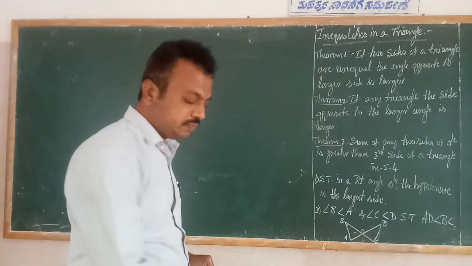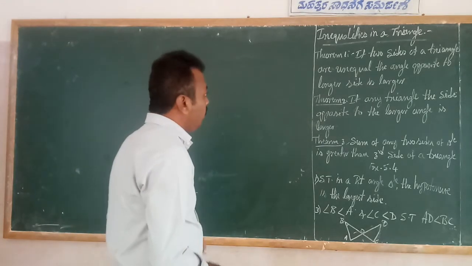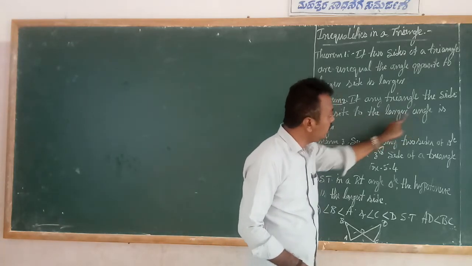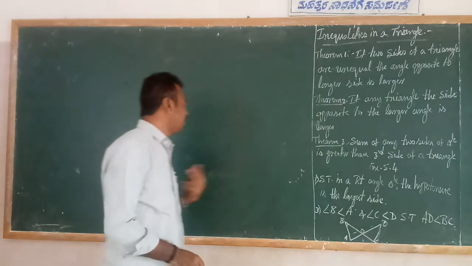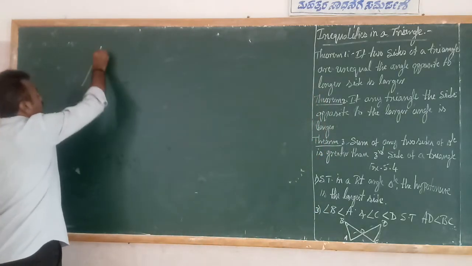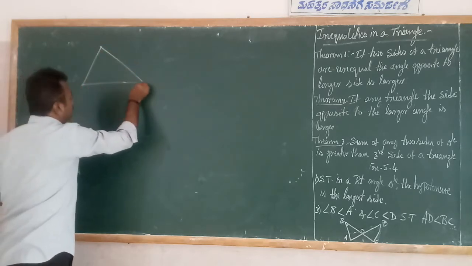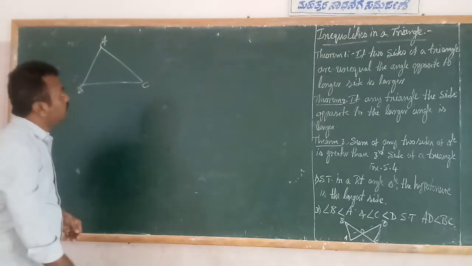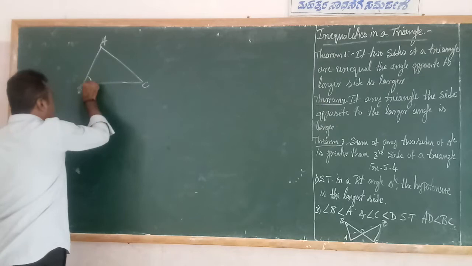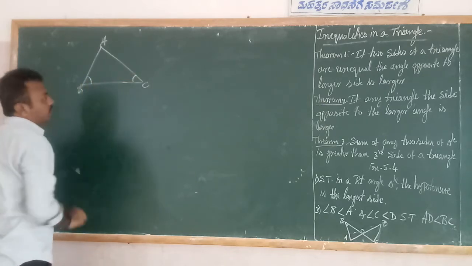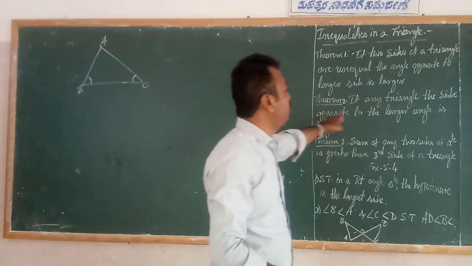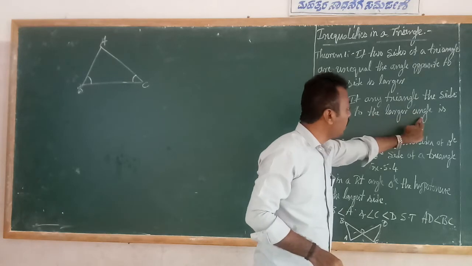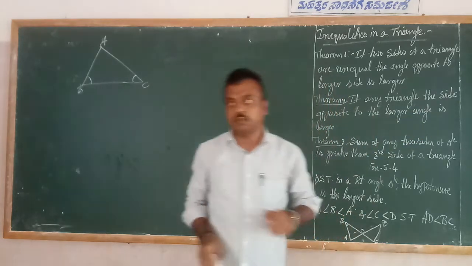So what is theorem number 2? In any triangle, the side opposite to the larger angle is longer. The converse. See, ABC is a triangle. In that, angle B is greater than angle C. So what does it say? Theorem number 2: in any triangle, the side opposite to the larger angle is longer.